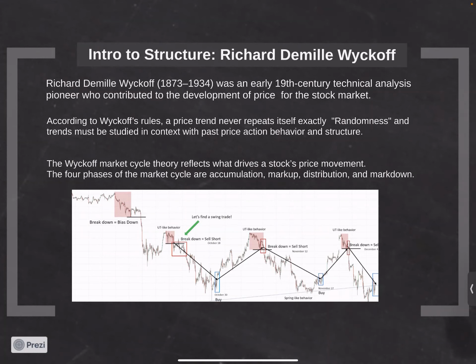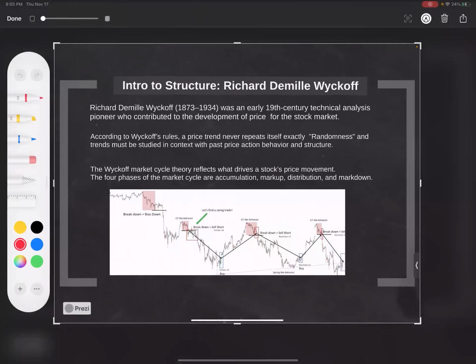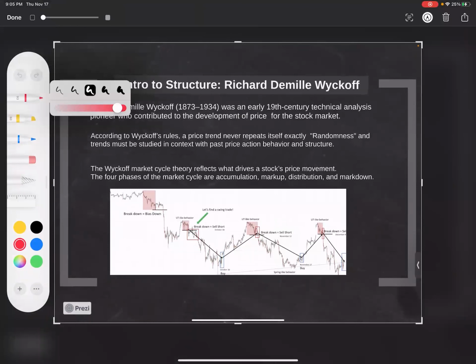So if we take a look at this example here, we can see that price action is consolidating within this area here. So this will be our accumulation phase. Price action marks up into some old supply area.